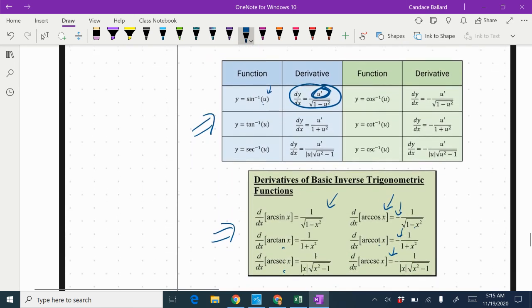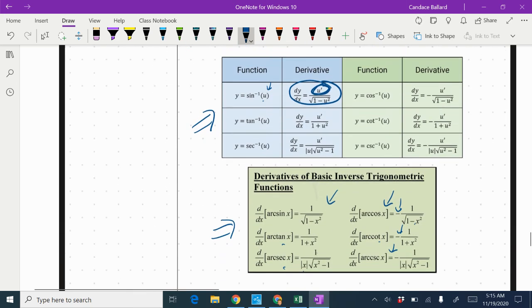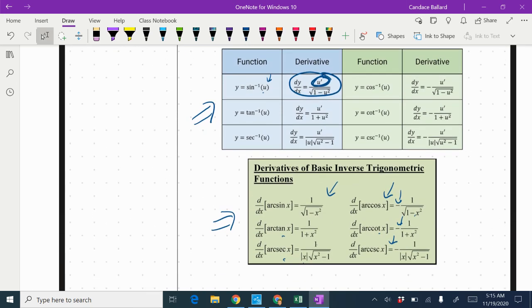All right. So we can either go the long way like we did with example 1, or we can go the short way and just apply the formula. On the actual AP test, you're probably going to see mostly arcsines and arctangents. The rest of them aren't as common. You most likely will not see very many of the ones that start with the letter C.